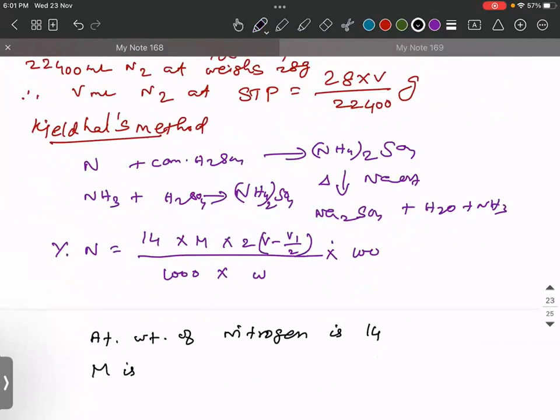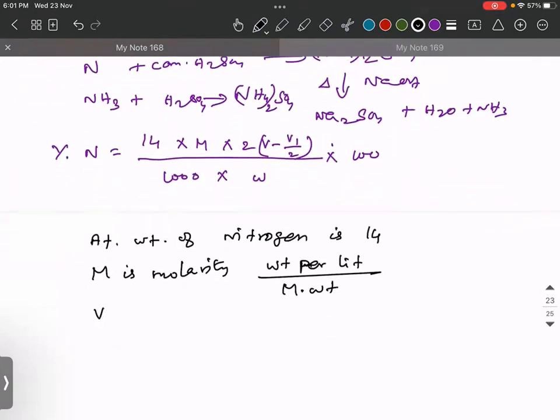Capital M is molarity. Molarity means weight per liter divided by molecular weight. Weight per molecular weight gives the moles, so in 1 liter it gives the molarity. Weight per liter divided by molecular weight gives the molarity, or otherwise the number of moles divided by the volume of solution.